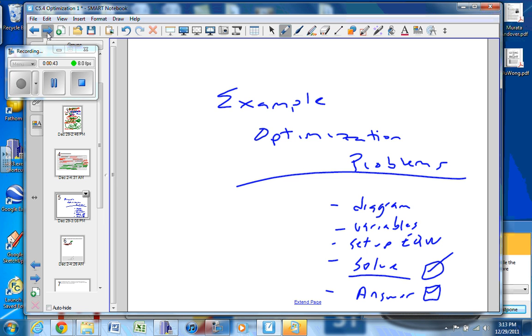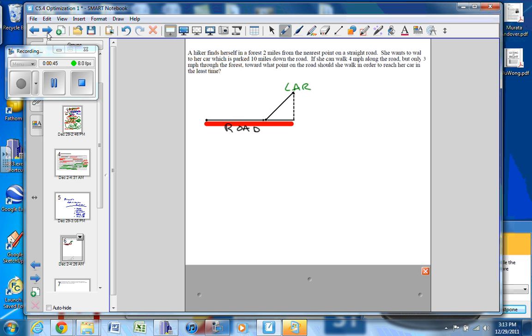Okay, so the first problem, it's a good problem, but it's worded really poorly. So let me just put some context to this. There's a hiker in a forest 2 miles from the nearest point on a straight road. So what we're saying is that this distance here is 2 miles. Here's the hiker. They're on a road. They're walking this way, and at some point they're going to walk through the forest.